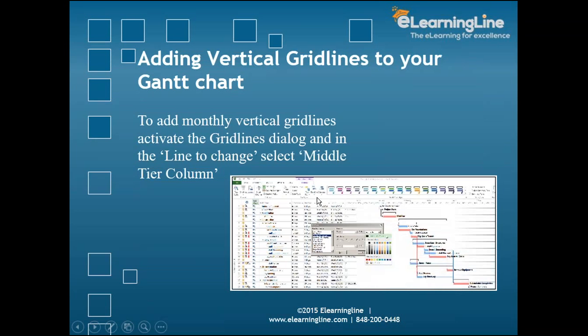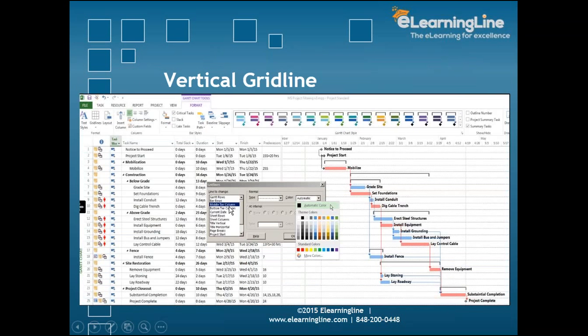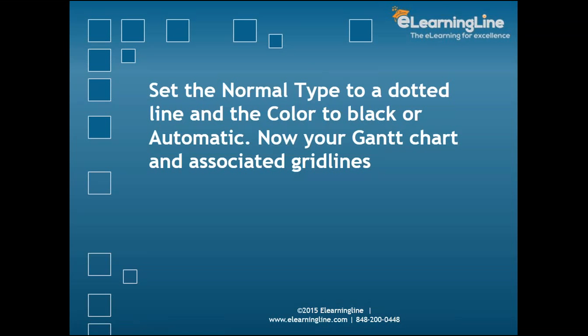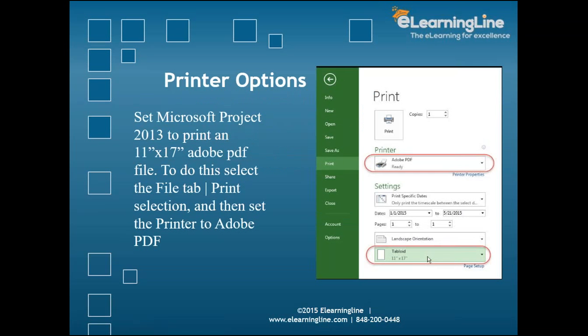Now what we are doing over here, we get into the middle tier, and from there you see here normal, the dotted line we want to see, and then the color is automatic, whatever is the default color that's picked up by the system. So automatically based on that it will change the color. Now we are talking about, set the normal type to dotted line and the color to be black or automatic. Now your Gantt chart and the associated grid lines will appear as per the specification and the changes which you have just made. Then we have the printer option.